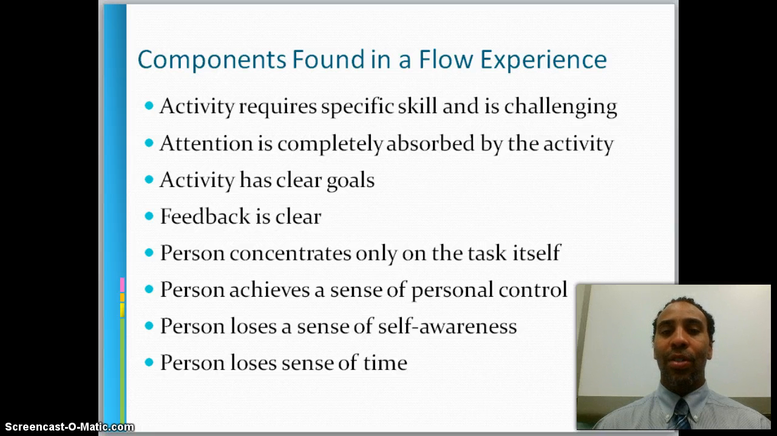A person concentrates only on the task itself. A person achieves a sense of personal control, right? So you have control over the project. And a person loses a sense of self-awareness, right? You're not worried about everything else, how people see you, as we discussed with the looking glass self and things of that nature. You're worried about the creativity and the process itself.